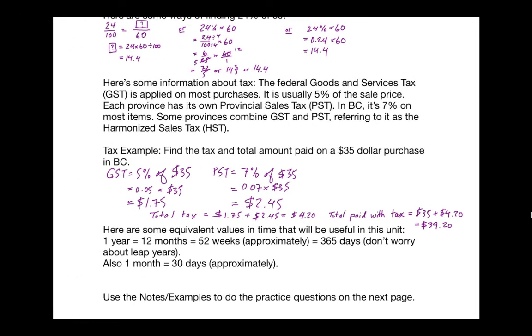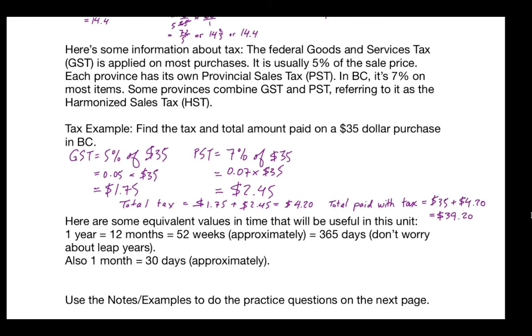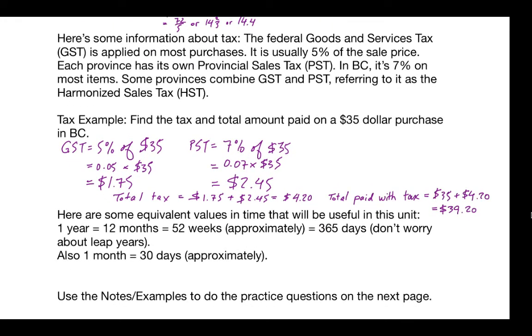Now, there are some notes here afterwards about time. Most of this should be pretty obvious: 1 year is 12 months. It's 52 weeks approximately. There's a little bit left over, but it's pretty darn close to 52 weeks. There are 365 days in a year. Again, I know some people are going to say, well, leap year's got 366 days. We're not going to worry about that.